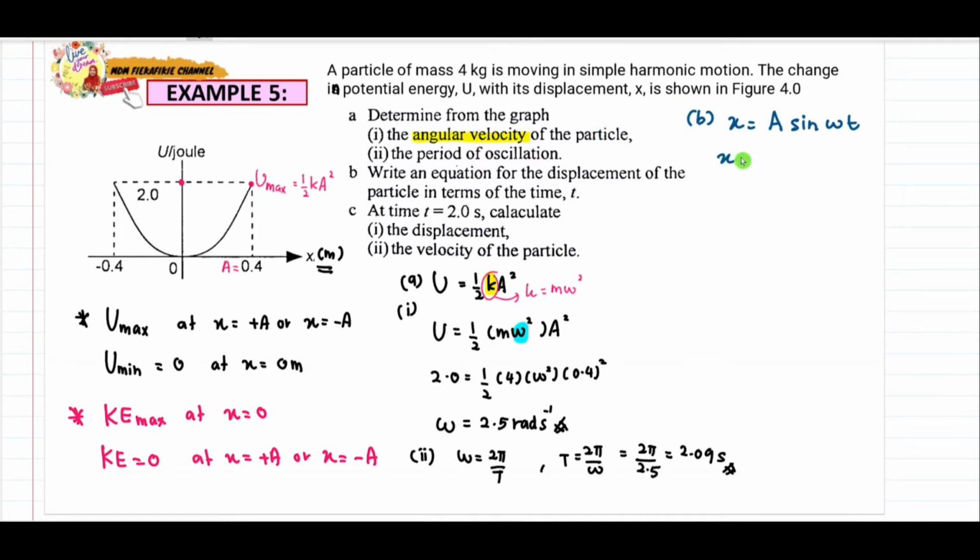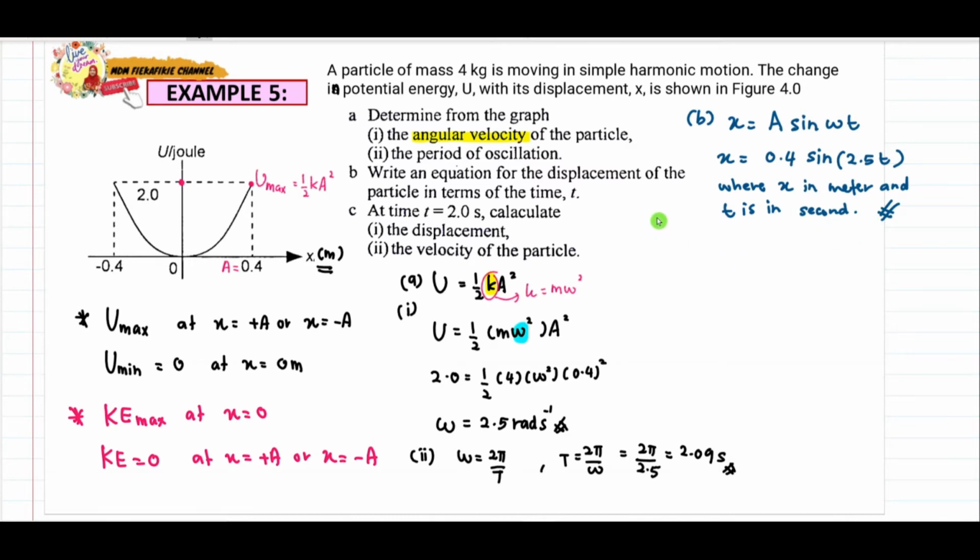So, we consider the general equation for displacement in function of time, A sin omega t. Okay, so we already have the amplitude. We just substitute it in. 0.4 sin, omega we got earlier, 2.5 t. Okay, don't forget to mention the units. Where x is in meter and t is in second. Okay, so this is the answer.